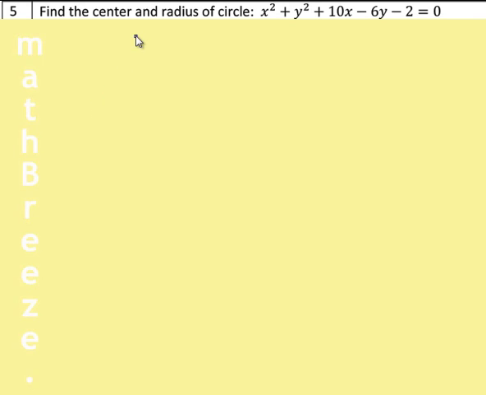In 5, we want to find the center and radius of the circle. So first we group the x terms together and leave a blank. And then the y's. And add 2 to both sides.